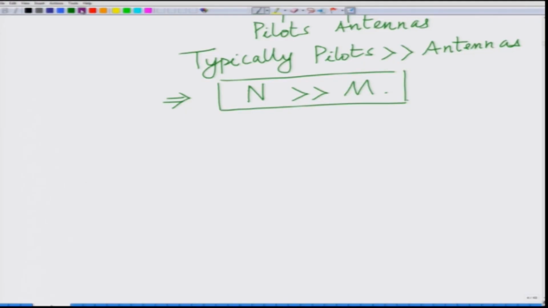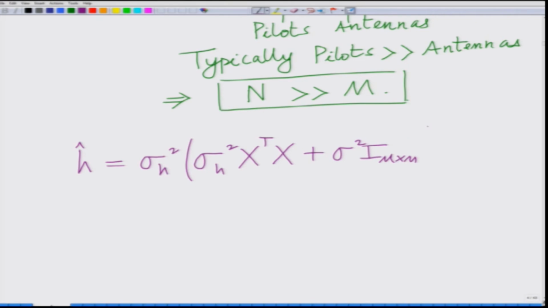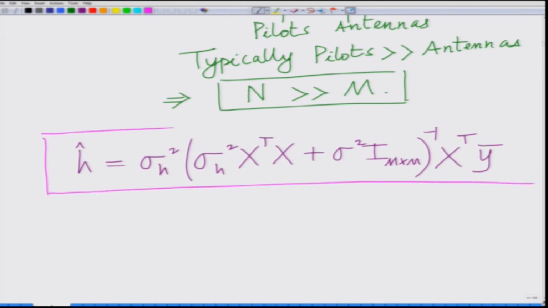So, let me again write that down, summarize that. The final channel estimate is h hat equals sigma h square times sigma h square x transpose x plus sigma square identity, this is an m cross m identity matrix, inverse, times x transpose into y bar. Okay. So, this is the LMMSE estimate.